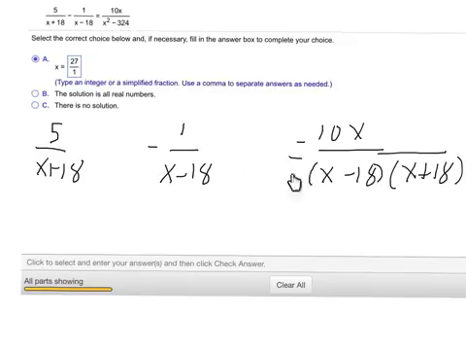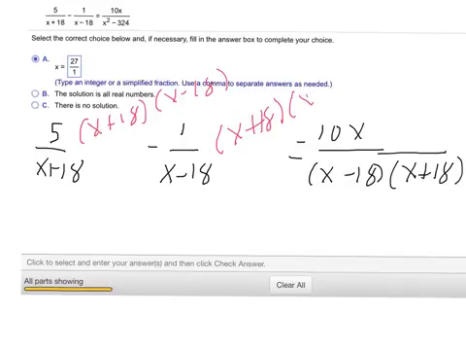Now I want to multiply each fraction by the LCD. Well, the LCD is just this denominator here. So multiply each term by x minus 18 and x plus 18. So if I can squeeze that in here, x plus 18 and x minus 18, multiply each term by that, x plus 18 and x minus 18. And that'll clear out the fractions. That's the purpose in it. Over here, I'll just put the x minus 18 and x plus 18.